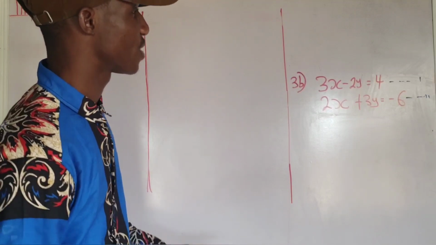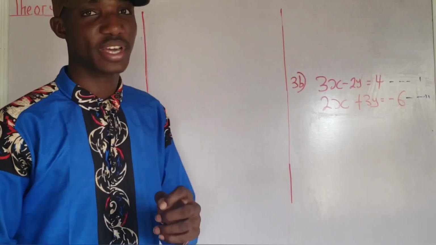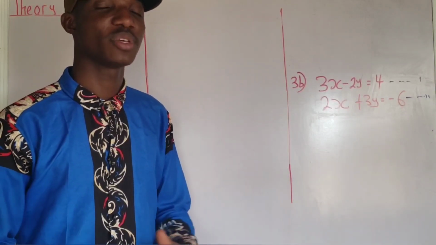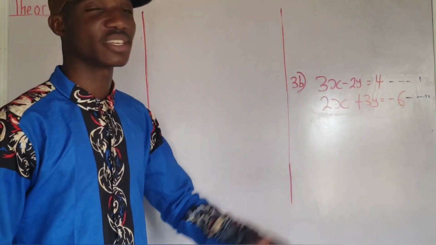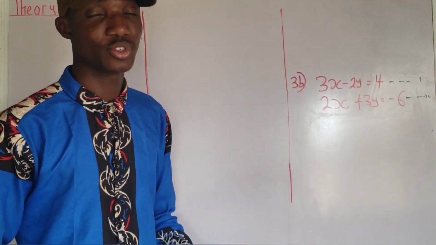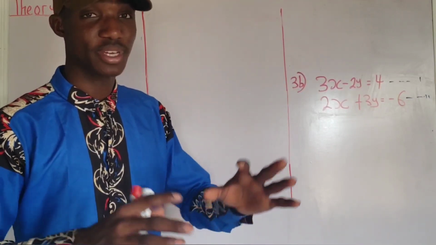To help me eliminate x, I'm going to make the coefficients of x in both equations uniform. What I mean by uniform is that I have to make them the same. You can see that the coefficient of x in equation 1 is 3 and the coefficient of x in equation 2 is 2. So they are not the same, and I have to make them the same.